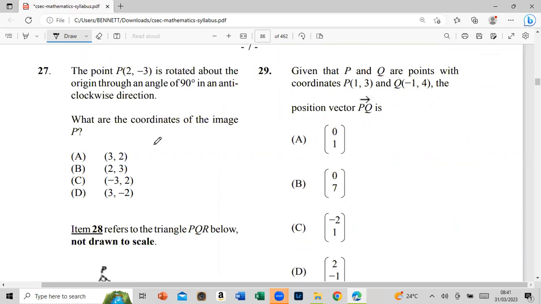The point P (2, -2) is rotated about the origin through an angle of 90 degrees in the clockwise direction. What is the coordinate of the image of P? So we have a rotation of 90 degrees, but it's anti-clockwise. That means they're going the opposite to the clock. Probably I should draw something to do it.